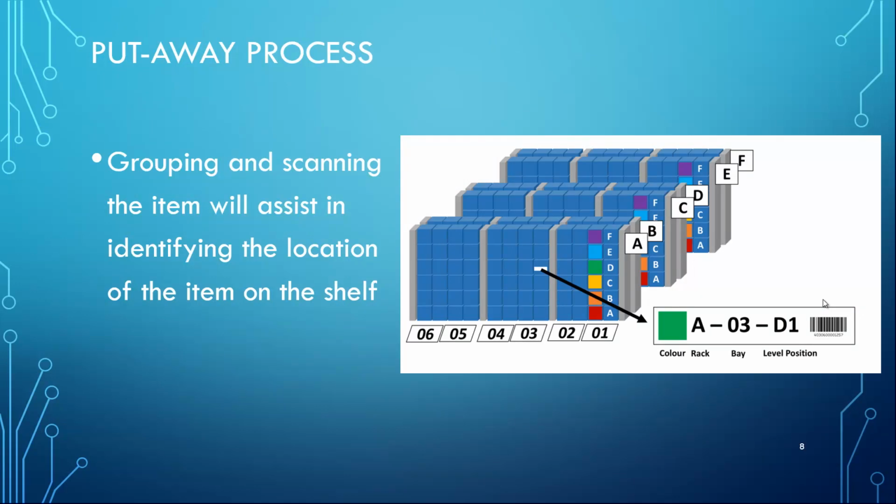The categorization process will assist in identifying the location of the item on the shelf. You can see that we use the numbers, we use the letters, we use the SKU number, which is the barcode that came with the item, to exactly specify the location of that item on the shelf. That will assist us not only in putting away the item to store it, but also in the picking process of that item from the shelf to be shipped.